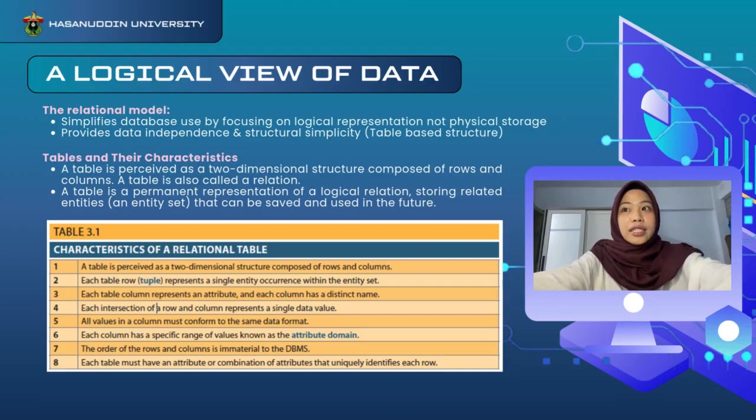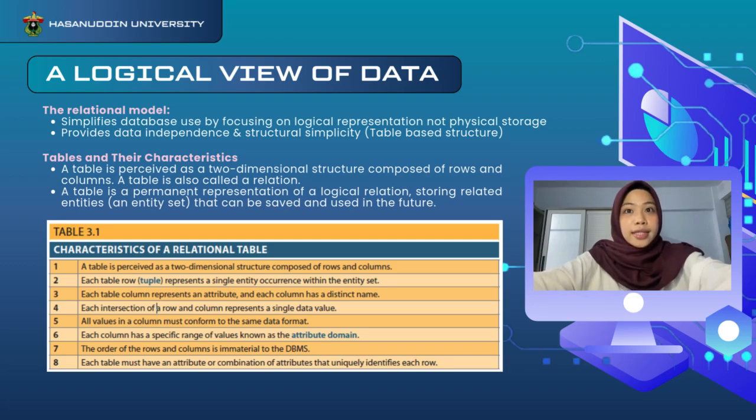Relational databases use tables, which are two-dimensional structures of rows and columns. A table is also called a relation, as defined by E.F. Codd. Each table represents a group of related entities, also known as an entity set. There are characteristics of a relational table.